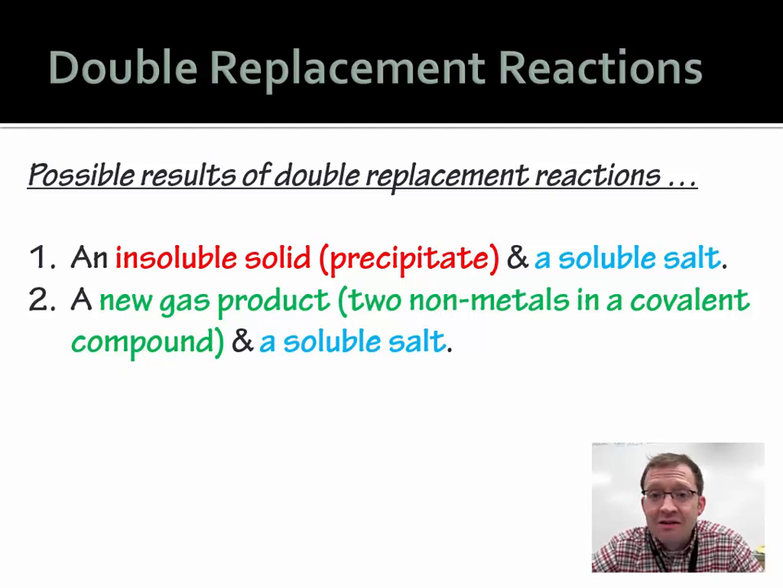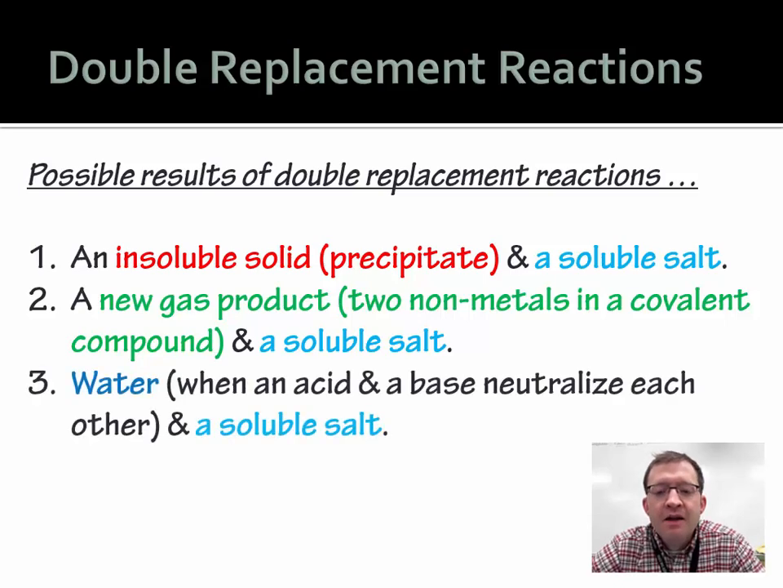That's not going to be a salt, because for a salt we need a metal and a nonmetal combined. For a gas, it tends to be two nonmetals, or perhaps a metalloid in there, but more likely two nonmetals combining in a covalent bond. The other product will be a soluble salt, so spectator ions, or a compound that stays dissolved that you don't see. And if we look that compound up on our solubility chart or solubility rules, it should show up as a soluble compound. The third possible option is a neutralization reaction.